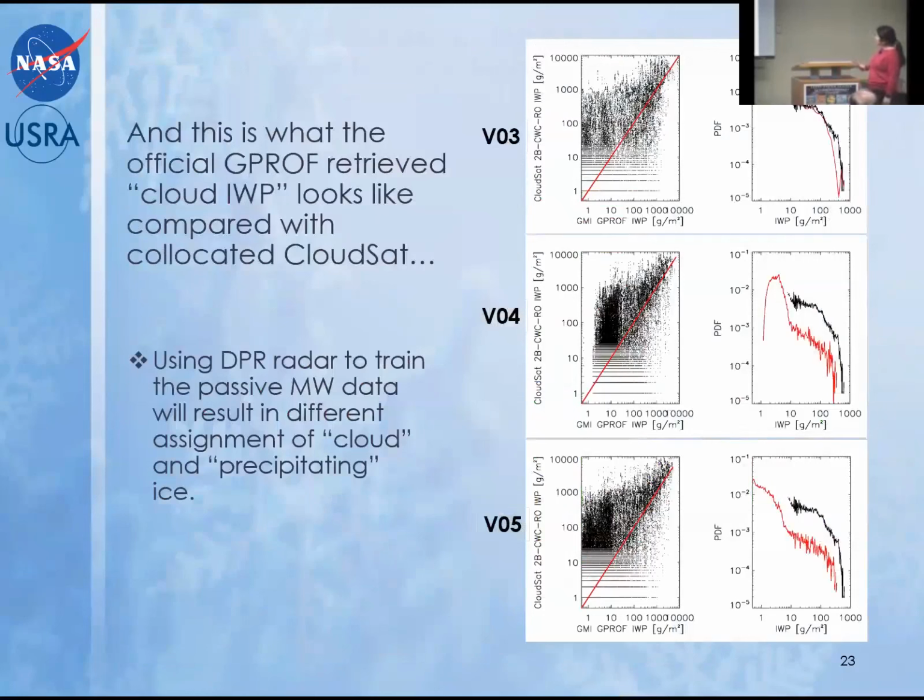So that means using the current GPROF algorithm, you are actually putting more ice into the raining part. They think it's raining because they use the DPR radar to train the passive microwave observation. So they are inclined to put more things into the raining part instead of the cloud part. So that's why they don't match when you go to higher and higher versions.